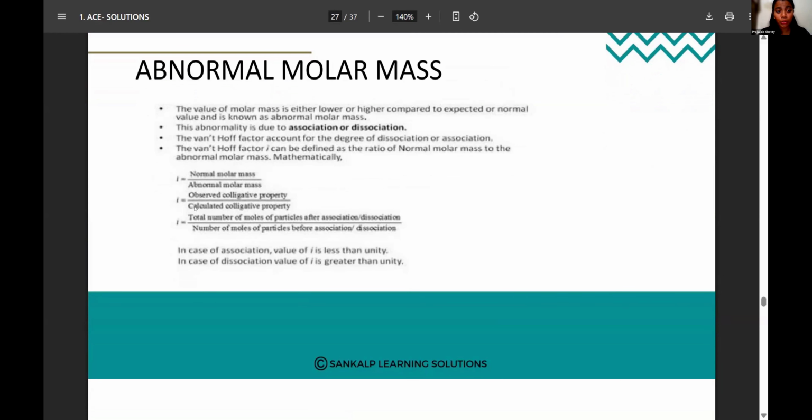Before moving into abnormal molar mass, one slide is missed here, which is all about reverse osmosis. The direction of osmosis being reversed is called reverse osmosis. Very simple. Again, this is asked, so I'm specifying this concept. Understood? Generally, what is reverse osmosis, they ask.